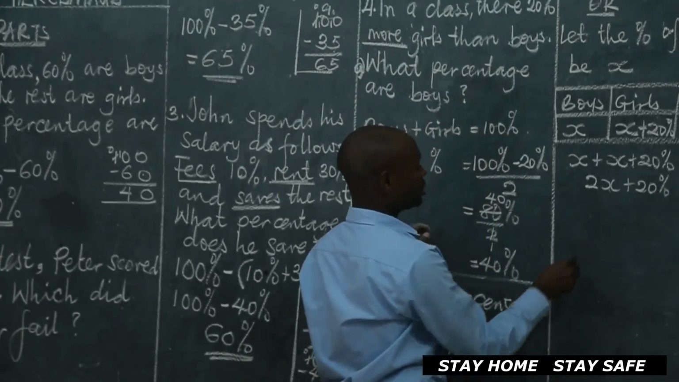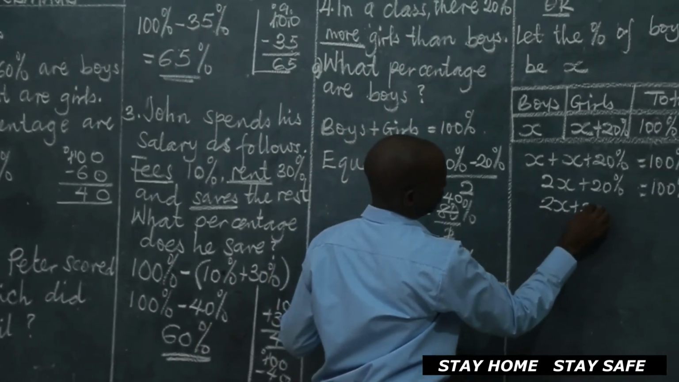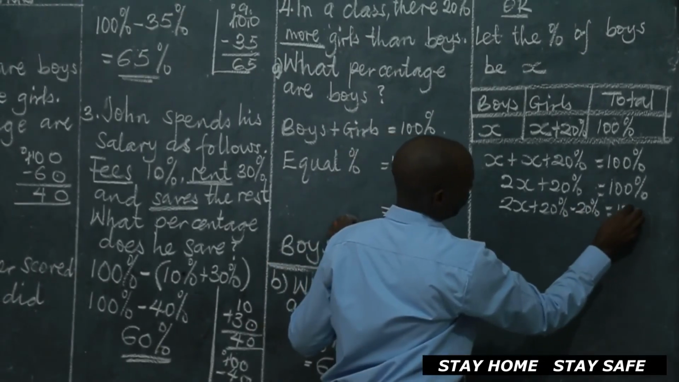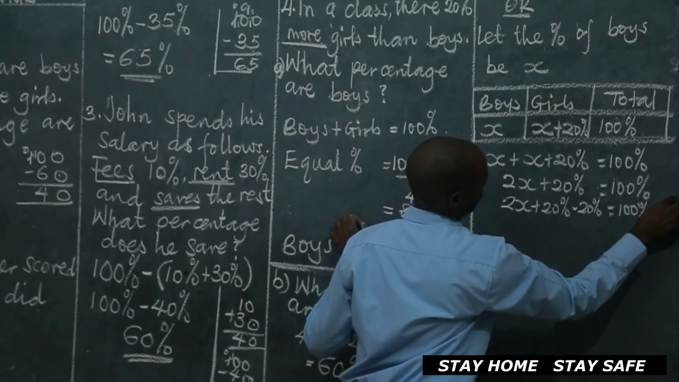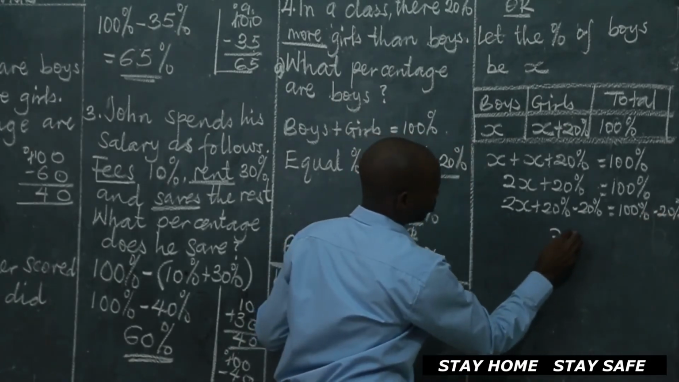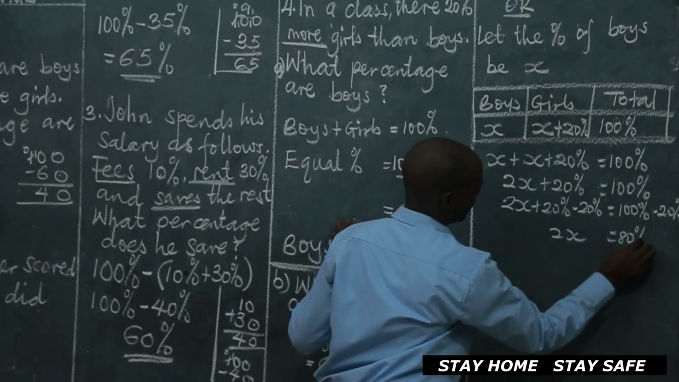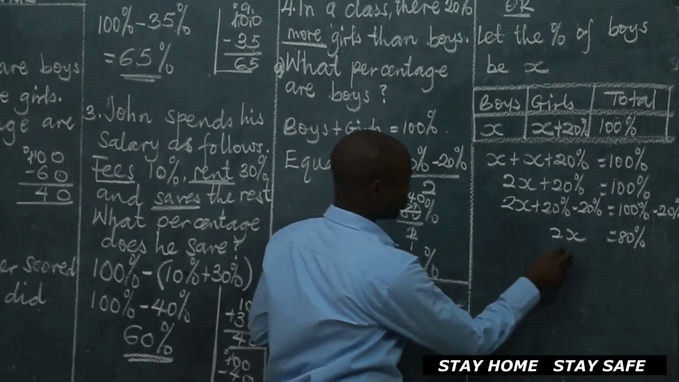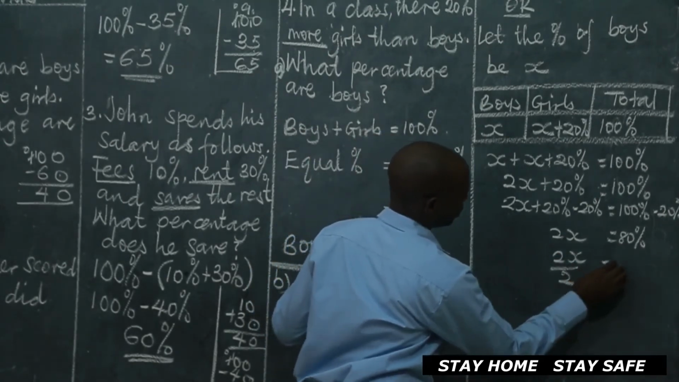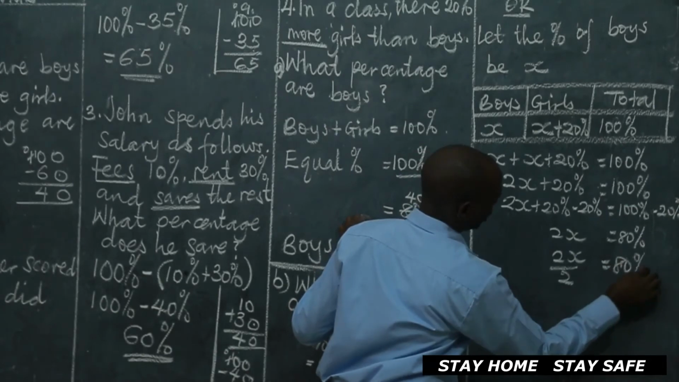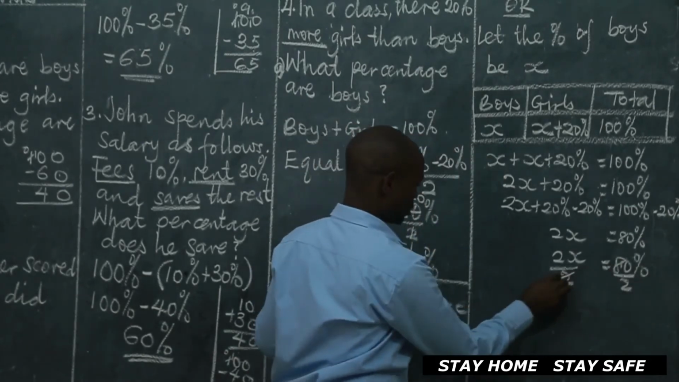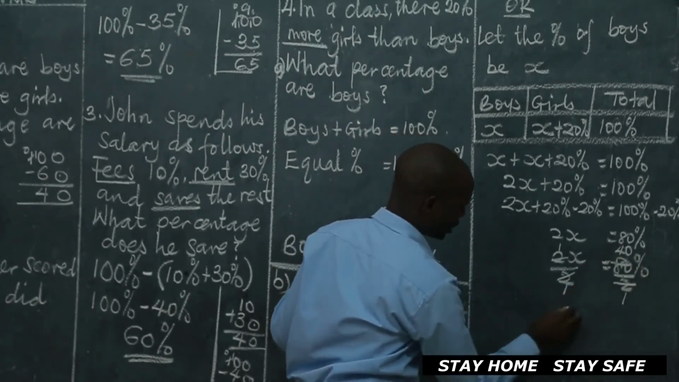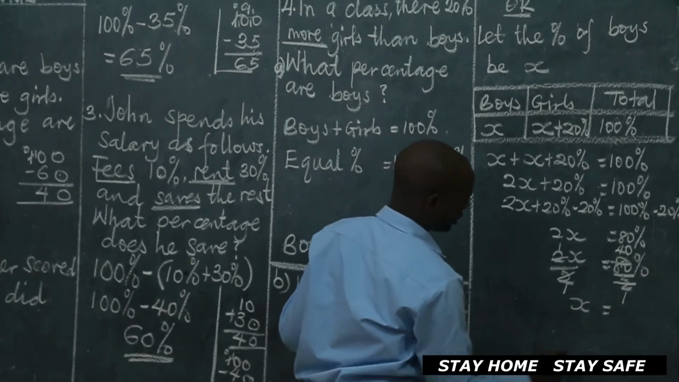So how do we solve this one? 2x plus 20% minus 20 is going to give us 100% minus 20%. So 2x is equal to 80%. If I want to get the value of x, I divide each side by 2. So we have 2x divided by 2 equals 80% divided by 2. Divide by 2 is 1, divide by 2 is 40. So it means x is equal to 40.